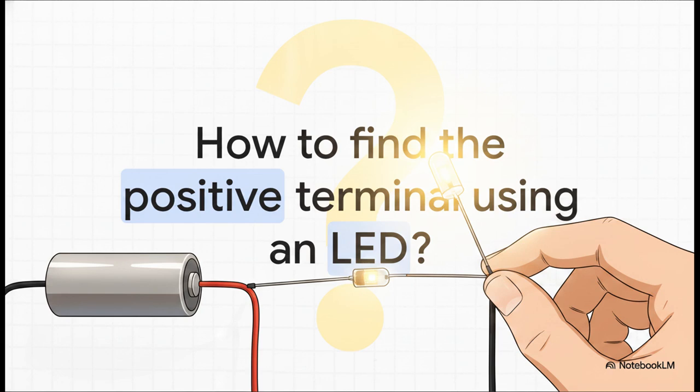Before we wrap, I'm going to leave you with a bit of a brain teaser, straight from your textbook's exercises. Imagine you have a battery, but the positive and negative symbols have completely rubbed off. How could you use an LED, keeping in mind what we just learned about those long and short wires, to figure out exactly which side of the battery is positive? Think through that process. Honestly, if you can answer that, you truly understand this chapter inside and out.